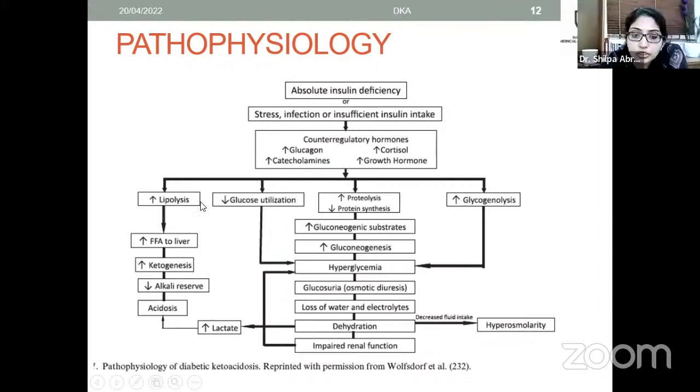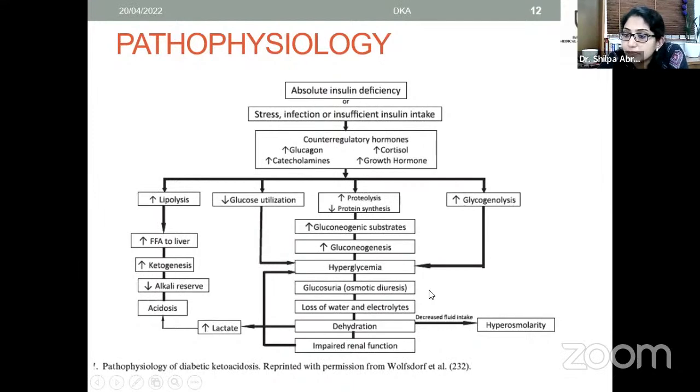Again, these counter-regulatory hormones will also cause lipolysis, which will lead to increased free fatty acid release. They are taken to the liver. In the liver, they are converted to ketones. And these ketones are basically acids, ketoacids. So this will lead to acidosis, ketosis and acidosis. Also, this dehydration and fluid depletion will lead to increased lactates and lactic acidosis.